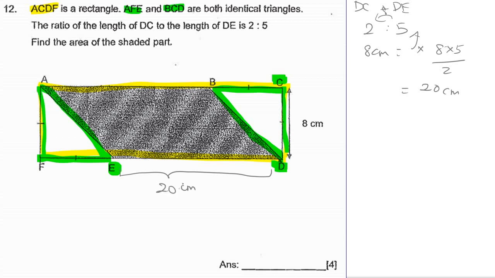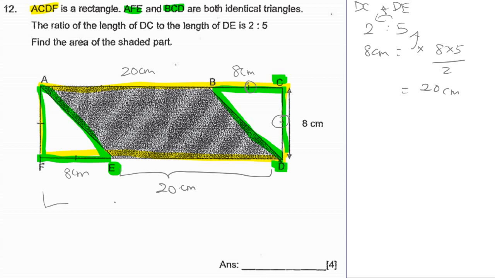Okay? So it's asking me to find the area of the shaded area. If I were to find the shaded area, over here I know that is 8 centimeter. Over here is also 8 centimeter because you see this thing here. Do you see this thing here? That means it's the same as this, which means that over here is also 8 centimeter.